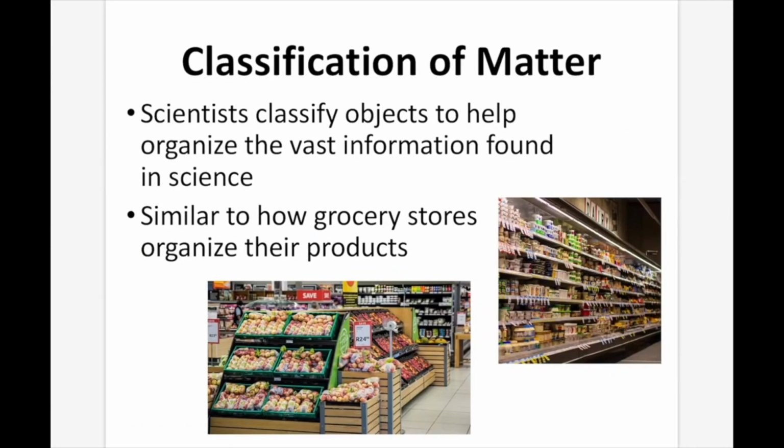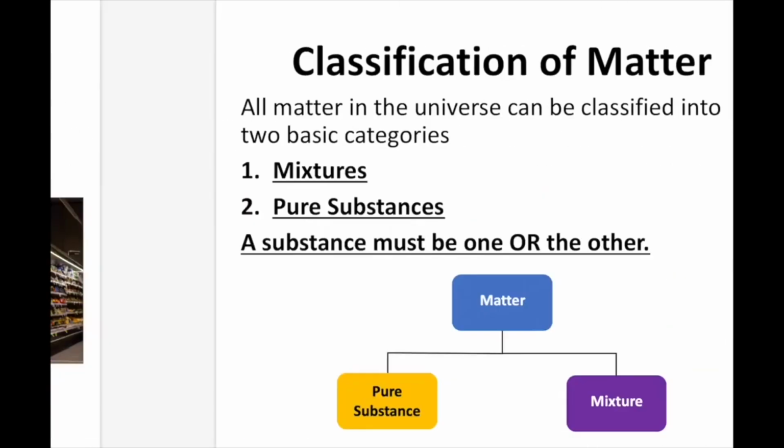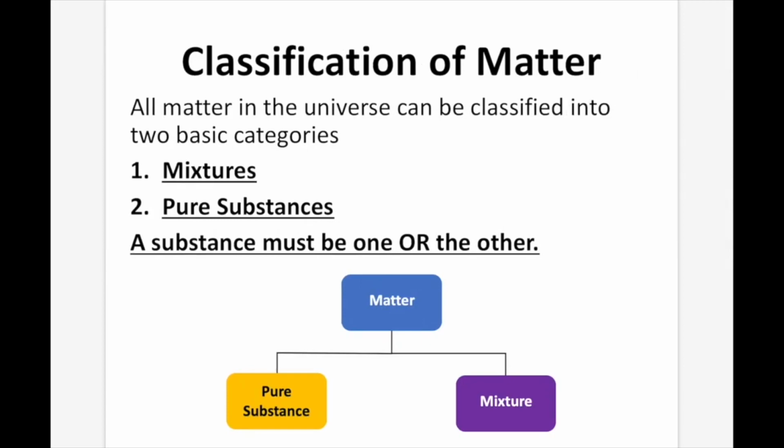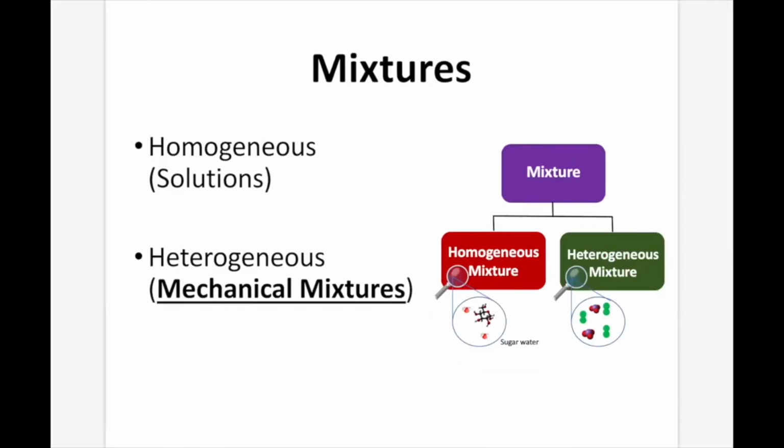Now, how do we classify matter? Scientists classify objects to help organize the vast amount of information found in science. It's similar to how grocery stores organize their products. You're going to have all your produce in one section, all your bakery goods in another, your dairy in a third, etc. All matter in the universe can be classified into 2 basic categories, mixtures and pure substances. A substance must be one or the other. So it's either going to be a pure substance or it's going to be a mixture. It's not going to be a combination of the two, and it's not going to be a third item. Let's start with mixtures.